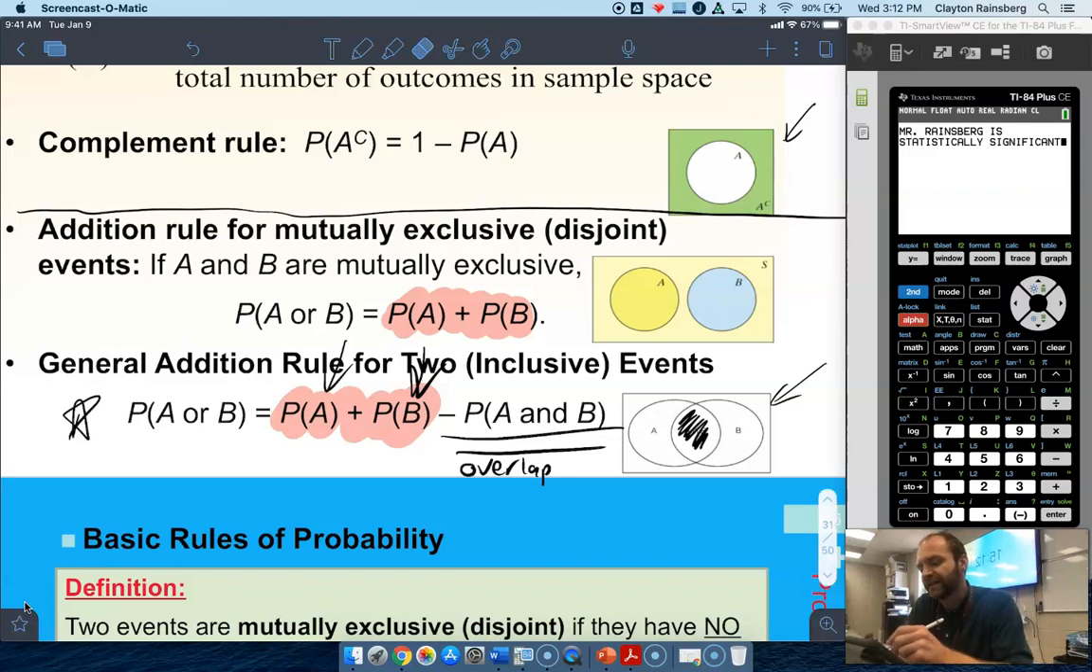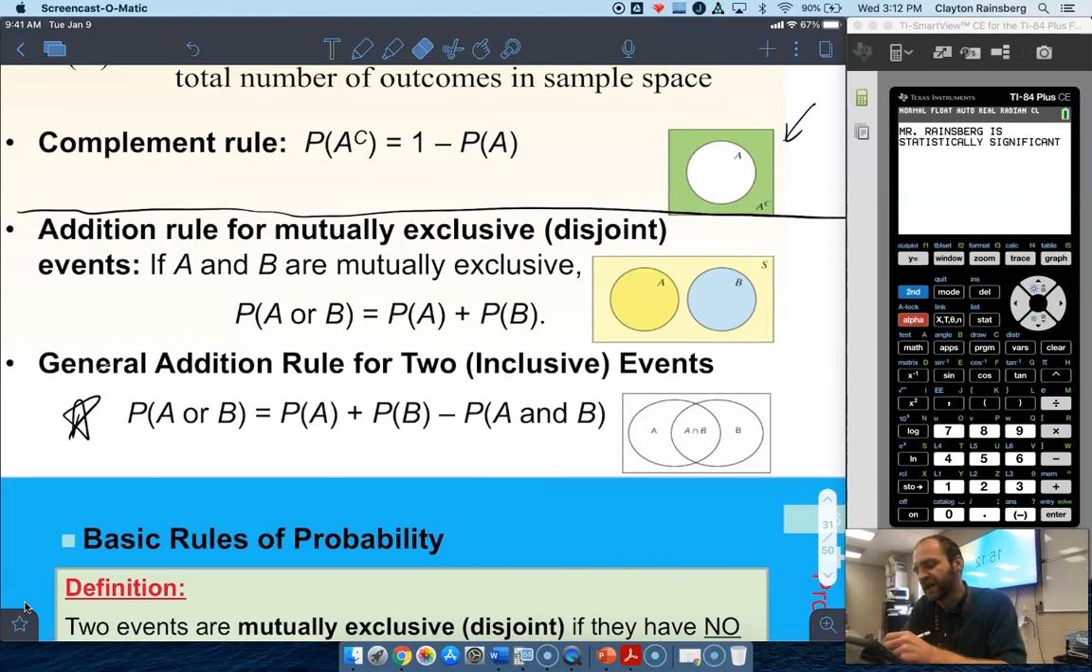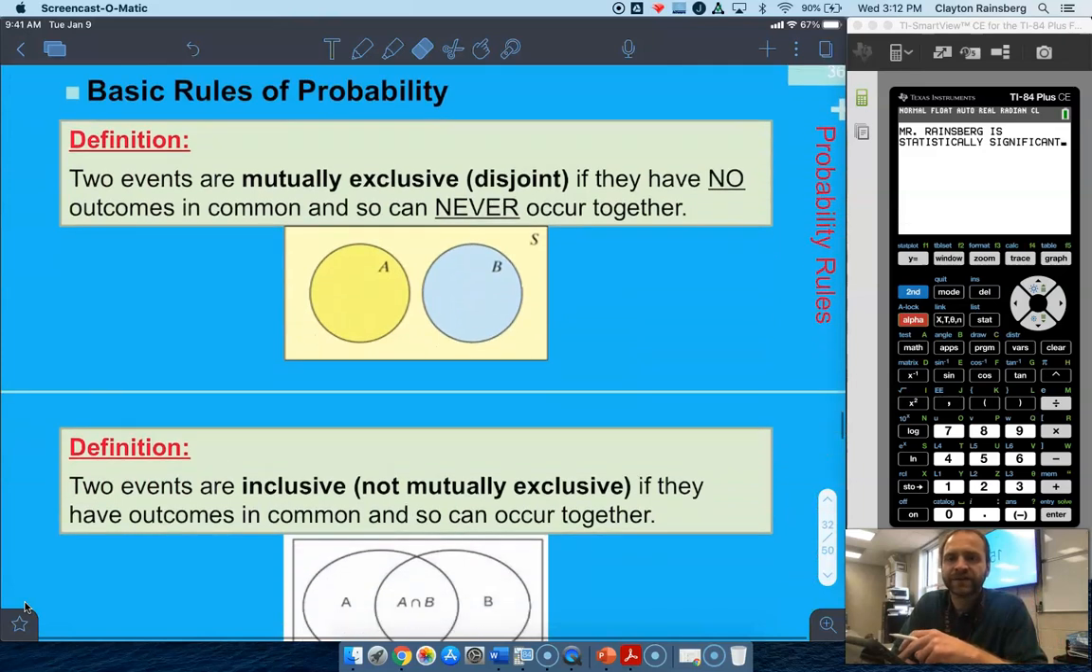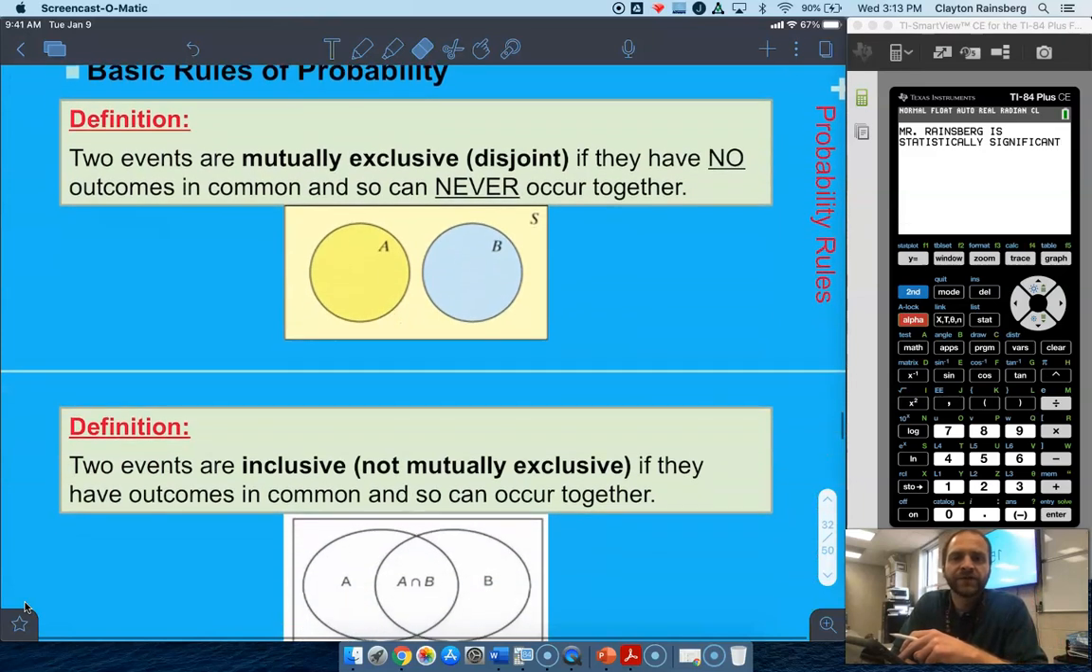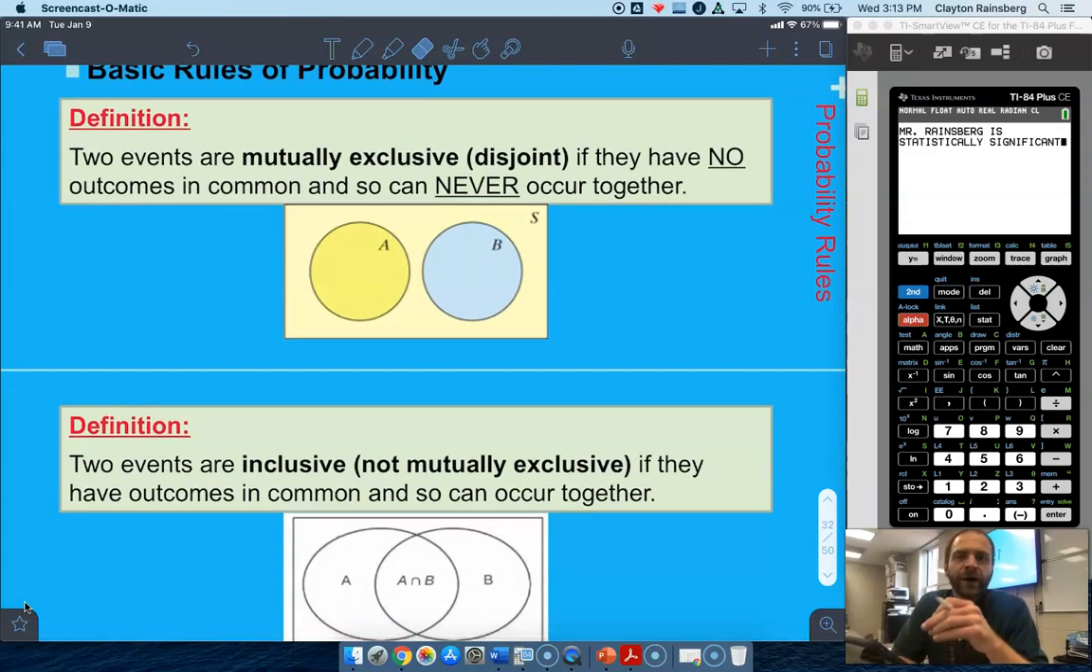So something to keep in mind is you always add them together. You always look for the sum of two events occurring. If they're mutually exclusive, you're subtracting 0 because there's no overlapping. If they're inclusive, you need to subtract the overlap. And that's where these two definitions come in. Mutually exclusive, or disjoint, events have no outcomes in common and are never going to occur together. Mutually inclusive, which is referred to as not mutually exclusive, events have outcomes in common and can occur together.